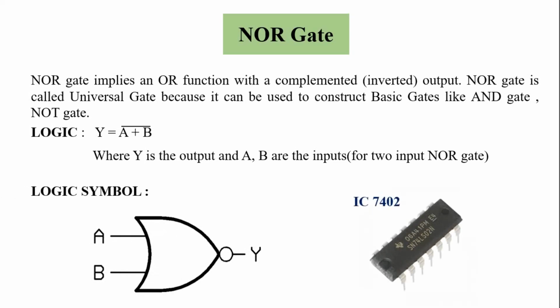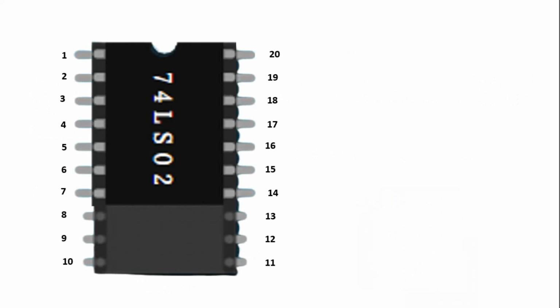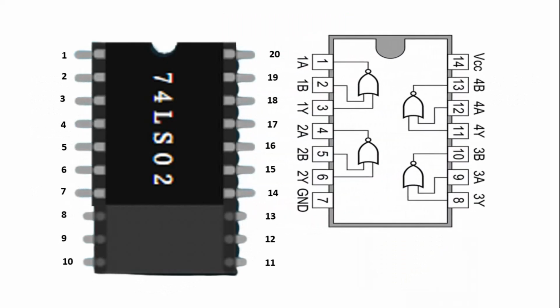The NOR gate IC number is 7402. This is the pin configuration of IC 7402. It is also a 14 pin IC. So pin number 7 is ground and pin number 14 is VCC. But here the alignment of the gates is different from the previous ICs, so the input and output pin numbers are different here. There are 4 NOR gates in this IC. Pin numbers 2 and 3 are the inputs and pin number 1 is the output of the first NOR gate. Like that, you have to follow the pin configuration when you connect the input and output.